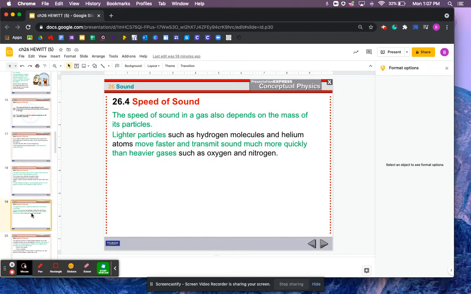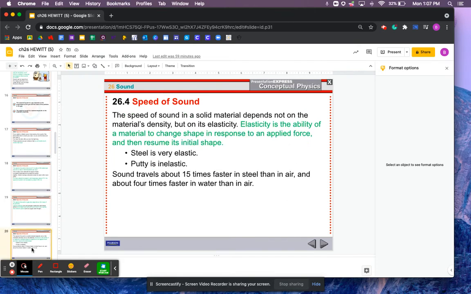Now, the speed of sound in a gas also depends on the mass of its particles. The lighter the particle, the faster it moves, and the easier it can transmit sound. The heavier the particle, the longer it takes. Sound also depends on the elasticity of the object. Elasticity is the ability of a material to change shape when a force is applied and then resume its initial shape. Steel is very elastic, whereas putty is very inelastic. So sound is going to travel better through something elastic like steel than through putty.